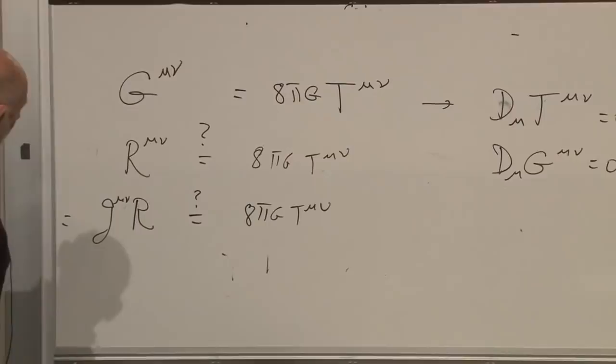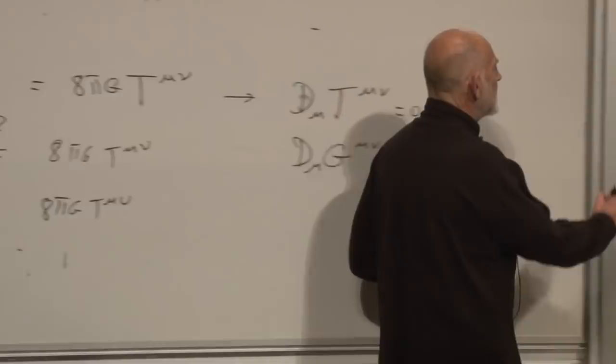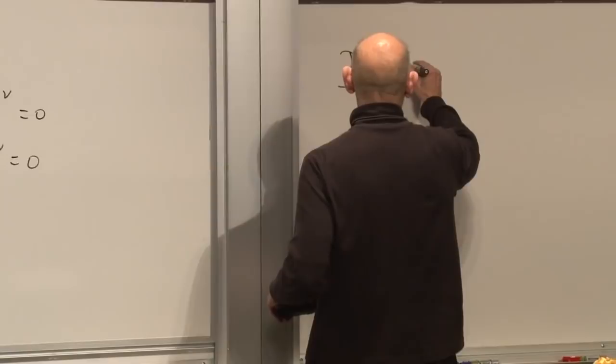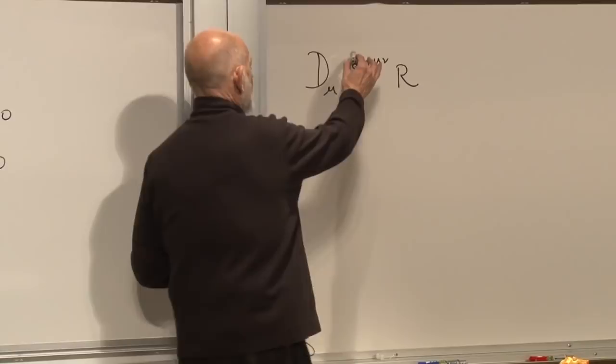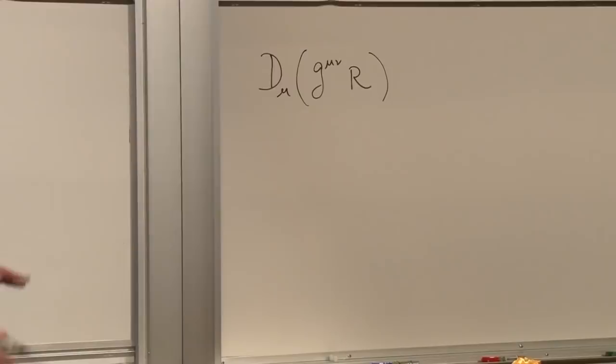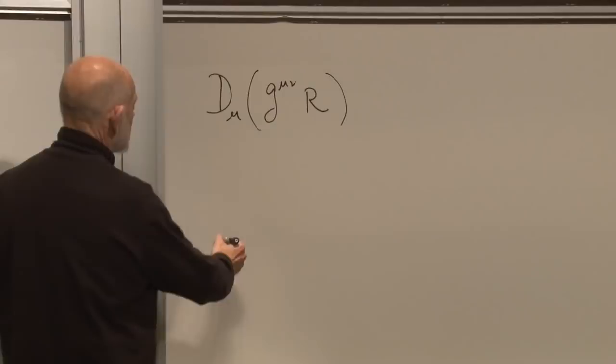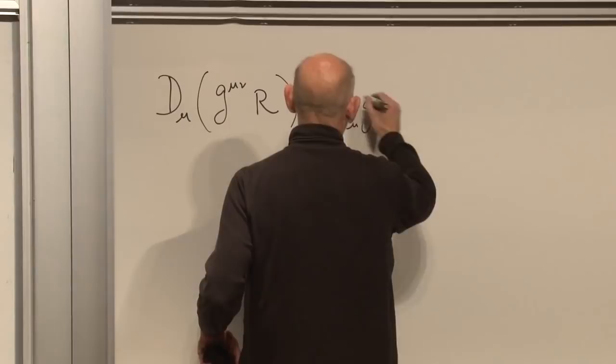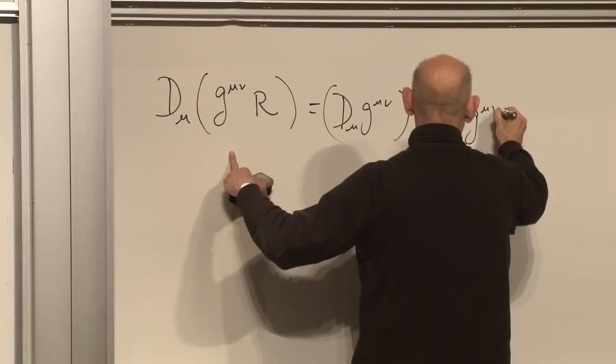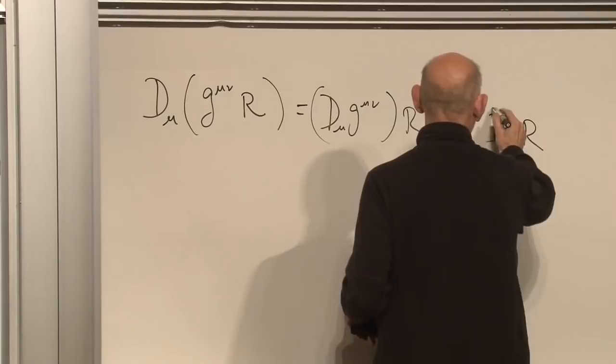Let's calculate D mu of g mu nu r. I want to put some parentheses around this. Okay, the first fact is covariant derivatives satisfy the usual product law, so this is equal to D mu g mu nu times r plus g mu nu D mu r. That's just the product rule for derivatives. Covariant derivatives are no exception.